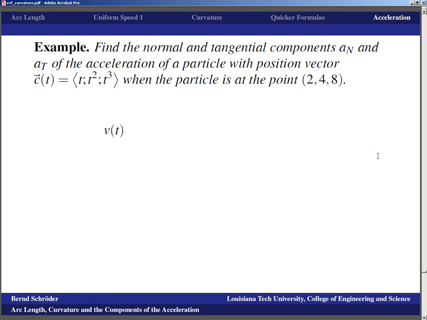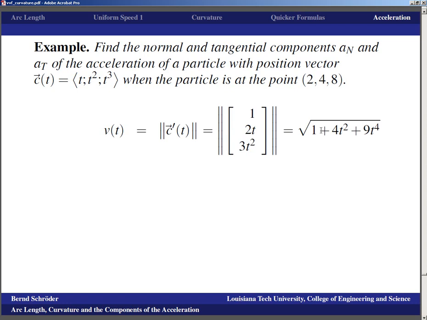And now, from that, we can figure out the speed. We can figure out v(t) without the vector arrow, so that's not the velocity, that's the magnitude of the velocity. And so that's the magnitude of (1, 2t, 3t²), which will be the square root of 1 + 4t² + 9t⁴. Again, just very simple computation, right? We know that the speed is the magnitude of the velocity.